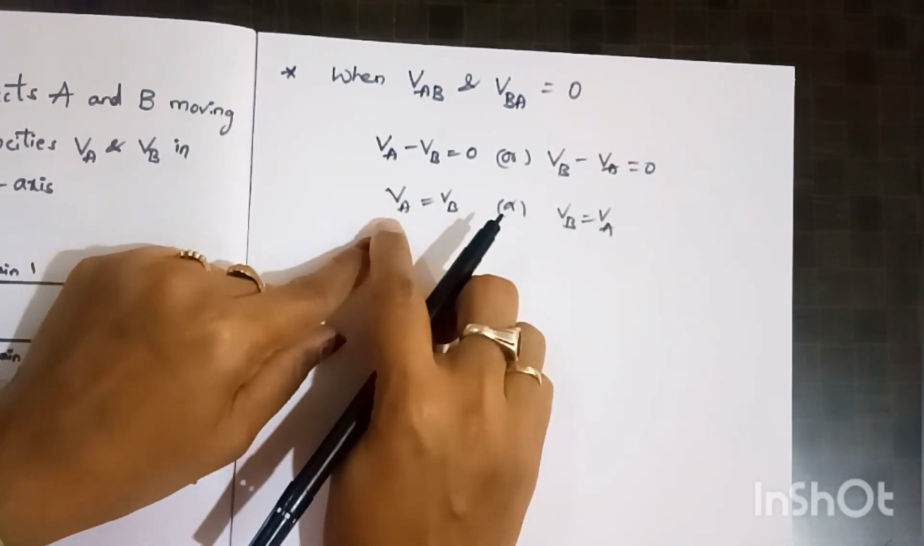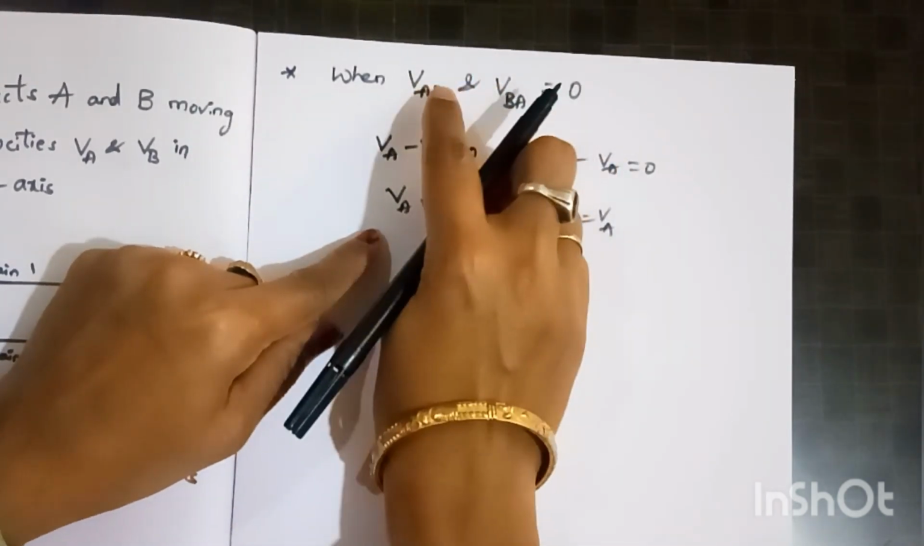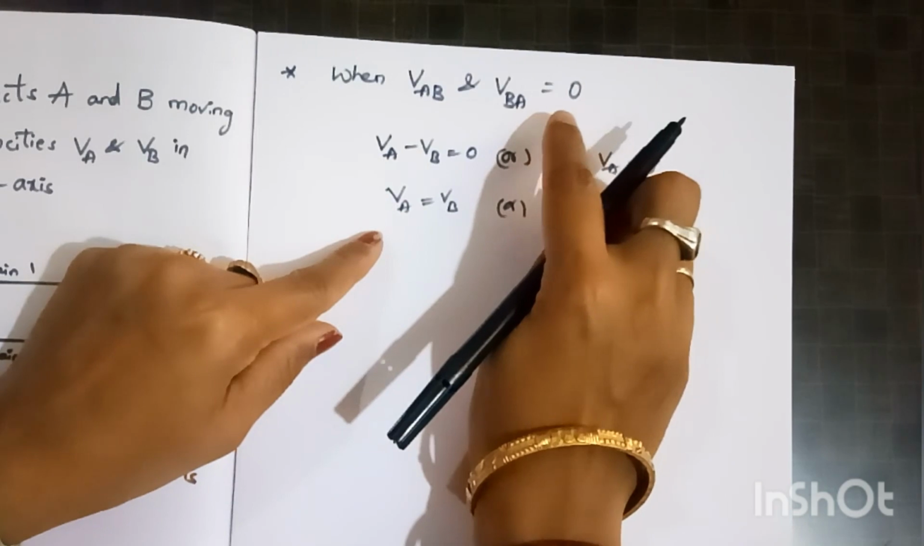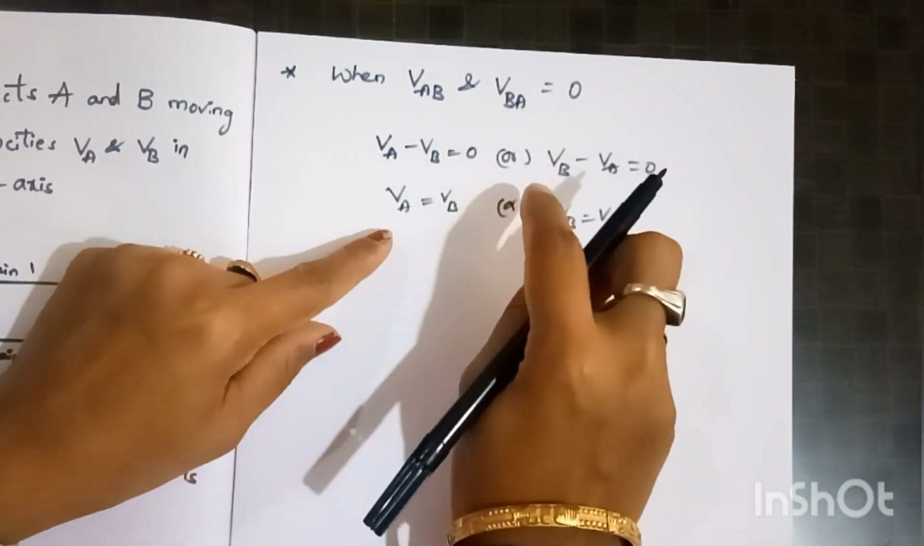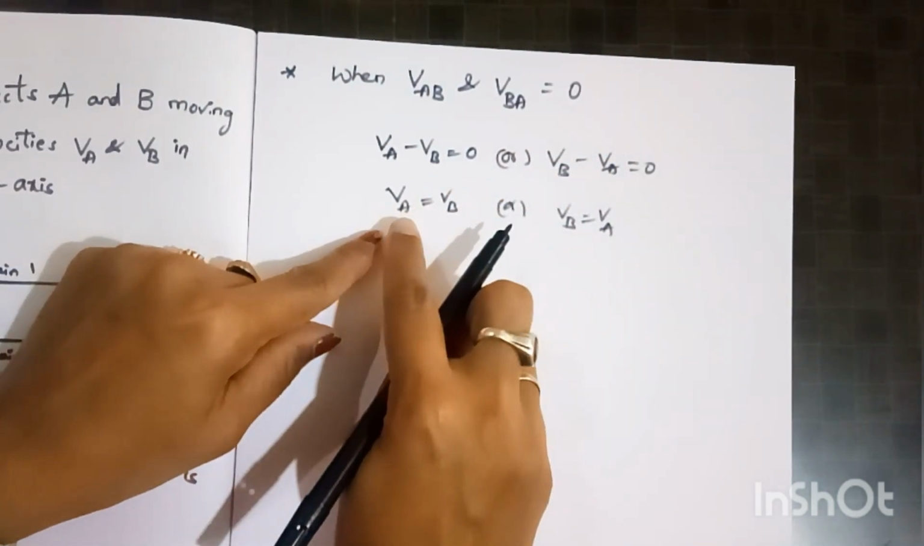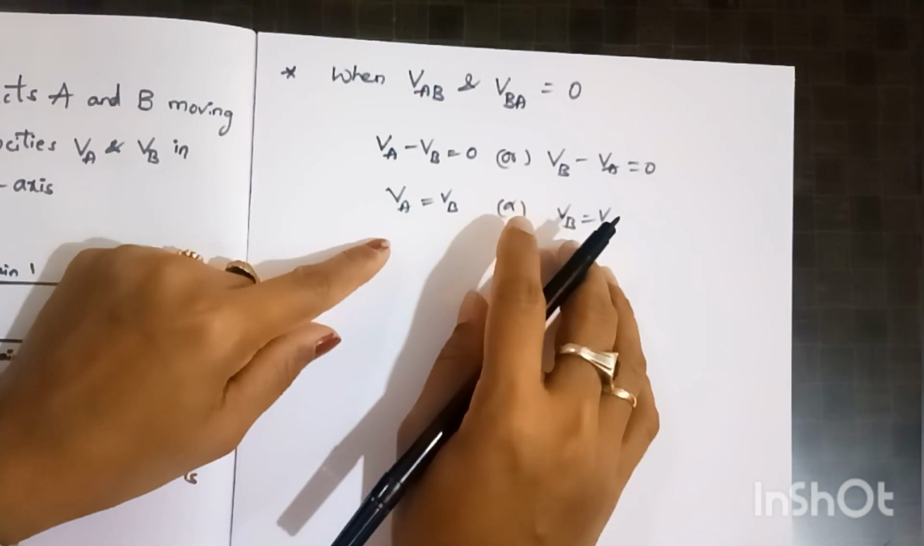The velocities of object A and object B will be equal when the relative velocity of A and B, and of B and A, become 0, that is, when they are moving parallel to each other. So this is about relative velocity.